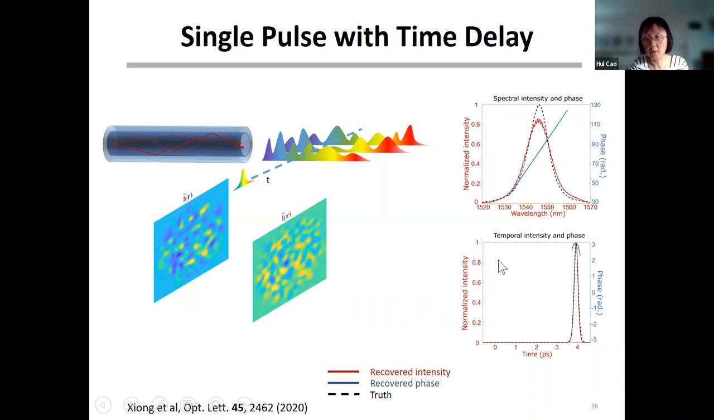And we see the pulse delay, and that is consistent with the delay we actually changed in the reference arm. Then here in the spectral domain, you see the spectral phase has a linear increase, corresponding to this temporal delay. So that is basically our sanity check. This seems to work.